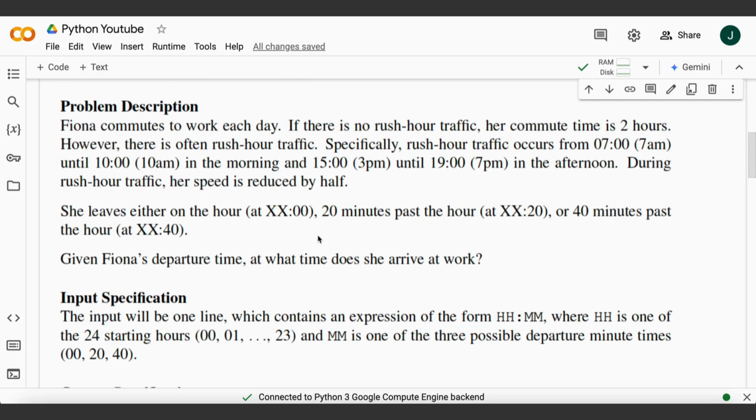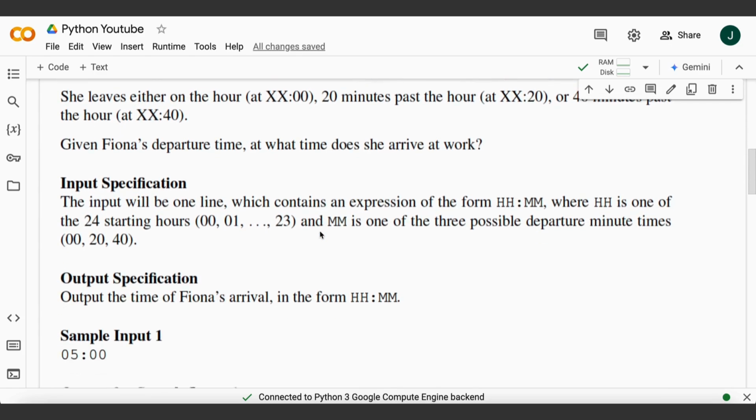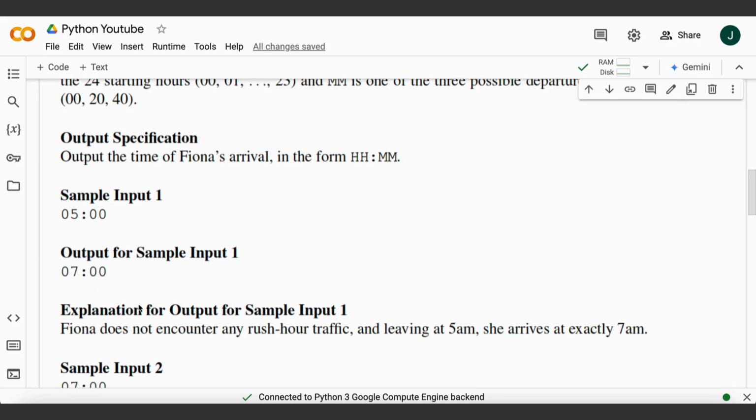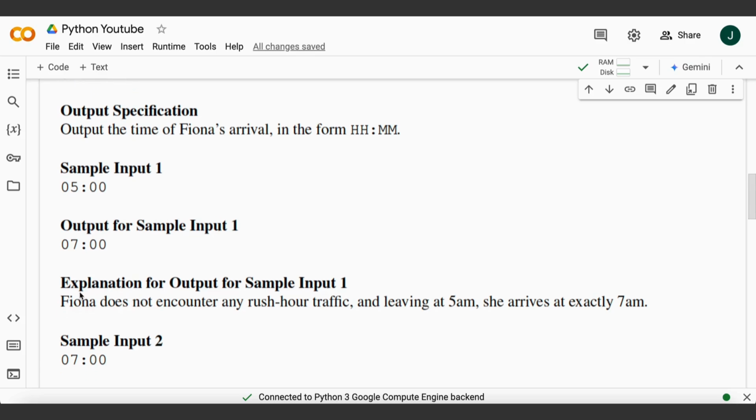All right, so that should occur in our design, and we've got the example inputs. Example 1: input 5, output is 7, which is outside of rush hour traffic, right? The explanation is that she does not encounter any rush hour traffic, leaves at 5 a.m. and arrives at 7 a.m.